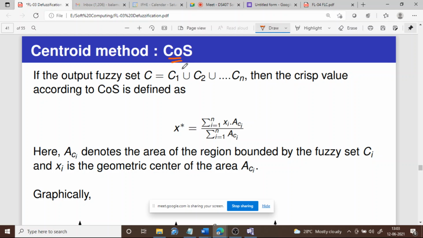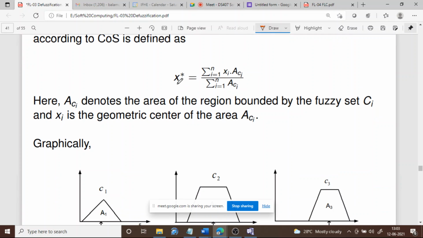basically here we are going to combine multiple fuzzy sets. The output fuzzy set C is a combination of several other fuzzy sets: C is equal to C1 union C2 union, and so on up to Cn. The crisp value we obtain is x star equal to sigma i equal to 1 to n of xi into A(Ci), divided by sigma i equal to 1 to n of A(Ci). A(Ci) is the area under one particular curve, and xi is the center point of that particular curve.